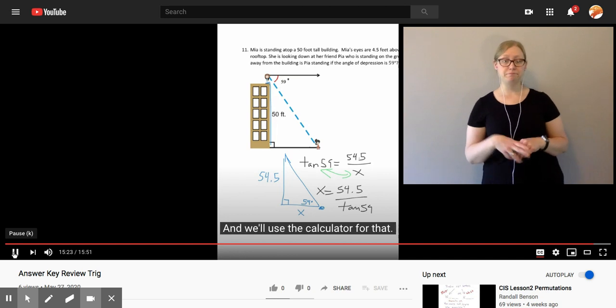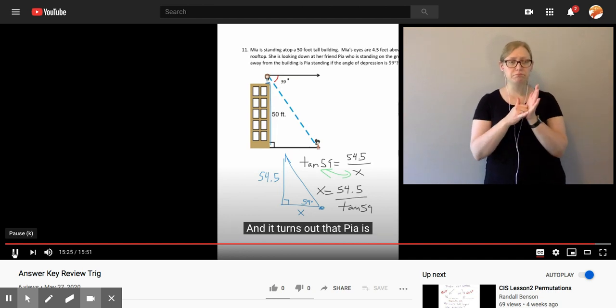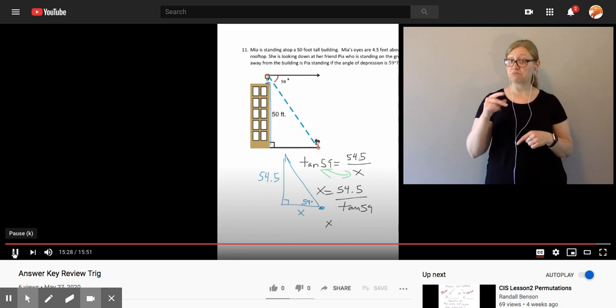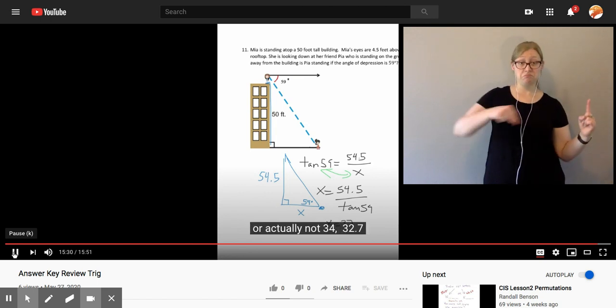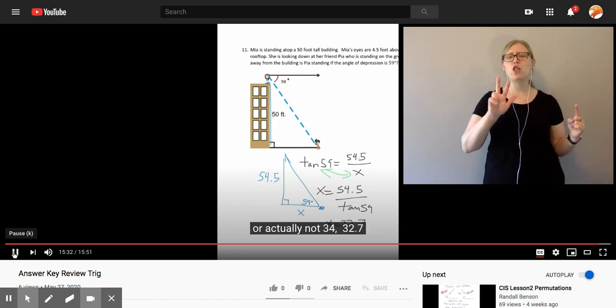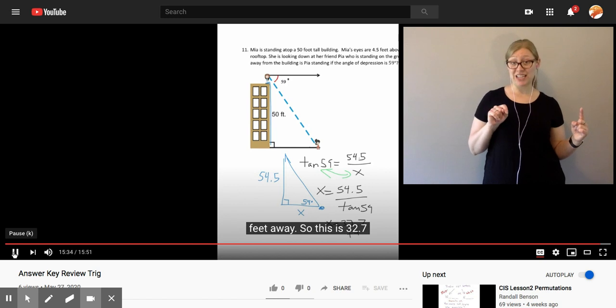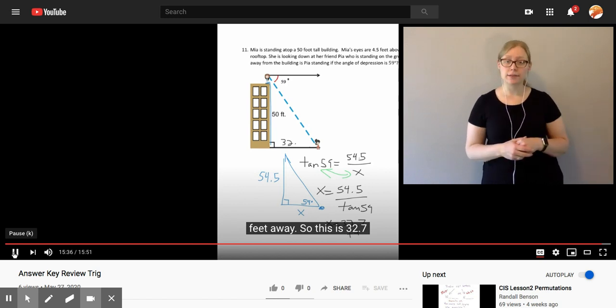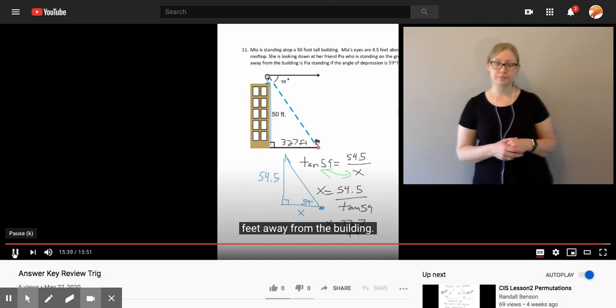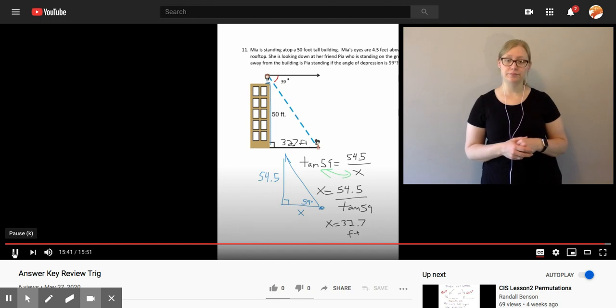And we'll use the calculator for that. And it turns out that Pia is, actually not 34, 32.7 feet away. So this is 32.7 feet away from the building.